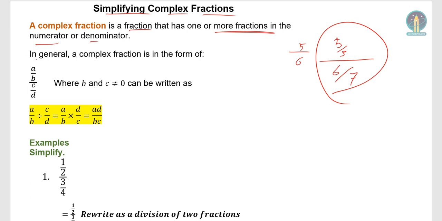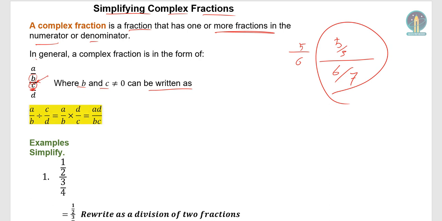So a complex fraction in general is in the form of a over b divided by c over d, where b and c cannot be equal to 0. So b and c, this is c, this is b, cannot be equal to 0. In which case it can be written as a over b divided by c over d, because again, the fraction sign is essentially a division operation, right?